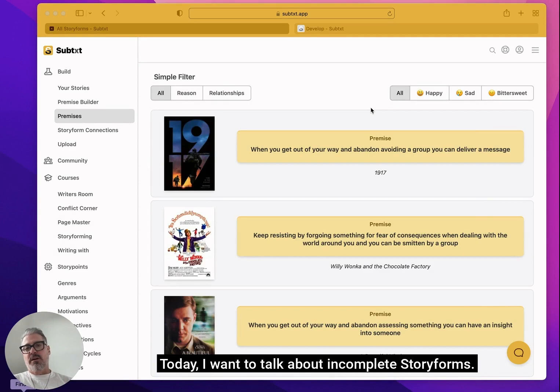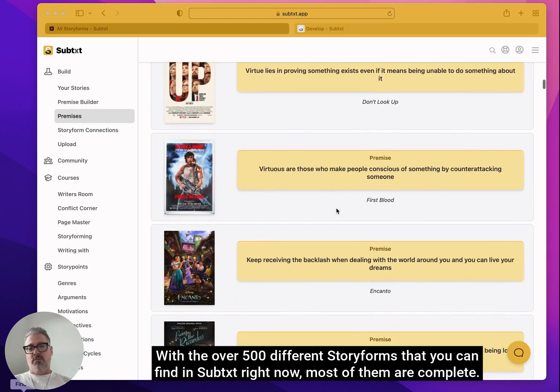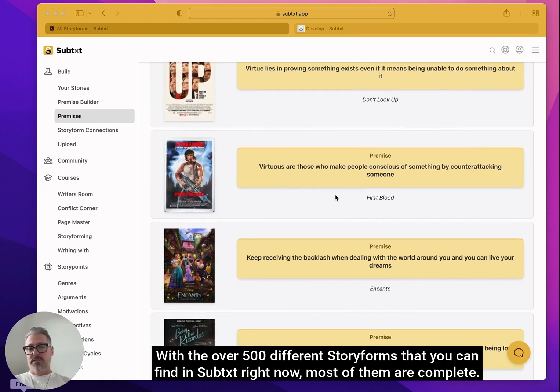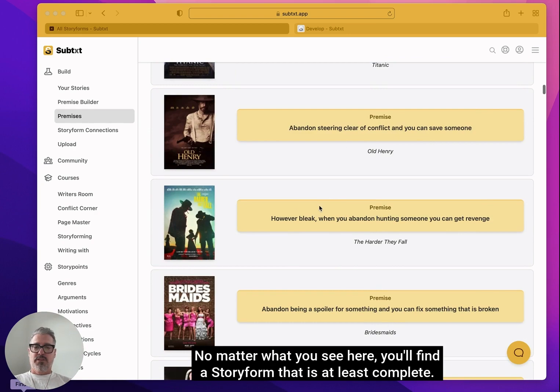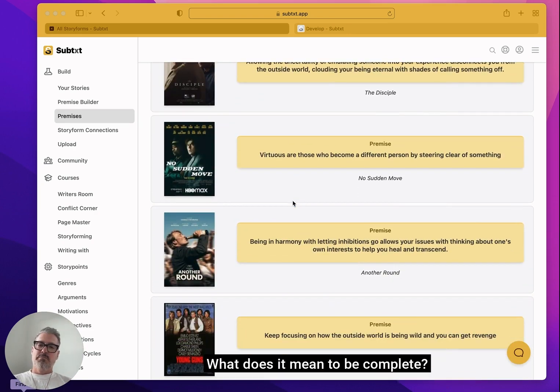Today, I want to talk about incomplete story forms. With the over 500 different story forms that you can find in Subtext right now, most of them are complete. No matter what you see here, you'll find a story form that is at least complete. What does it mean to be complete?